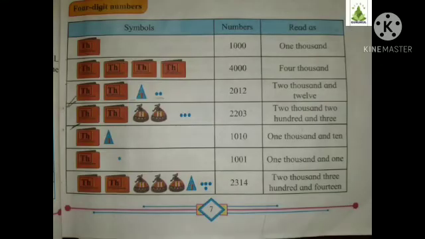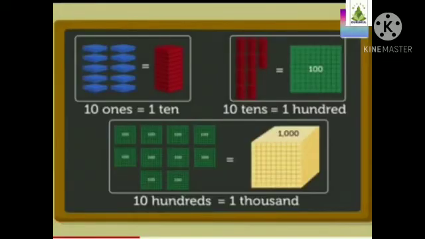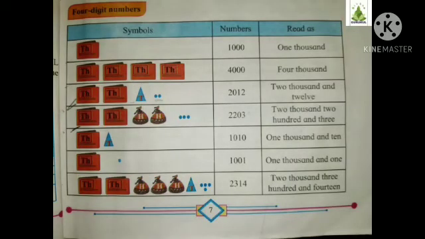Let's start with the 4-digit numbers. Before starting 4-digit number reading and writing, let us understand about 1000. You can see here 10 ones make 10, 10 tens make 100, and 10 hundreds make 1000. Let's begin with this table. Here, one symbol of 1000, so we'll read this number as 1000. 4 symbols of thousands we read as 4000.